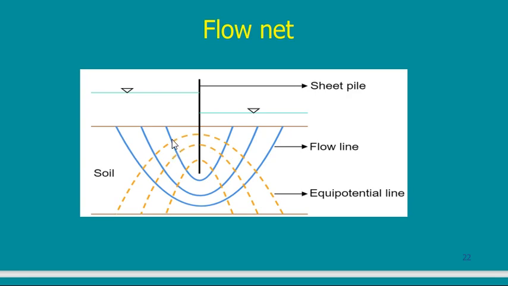So if I want to start, say from this point, I take a line that is perpendicular, connect it to another point where I have a perpendicular line, and here another perpendicular line, and I continue. And then I go to the other one and the other one. The relation between the flow lines and the equipotential lines is always that they meet at right angles.